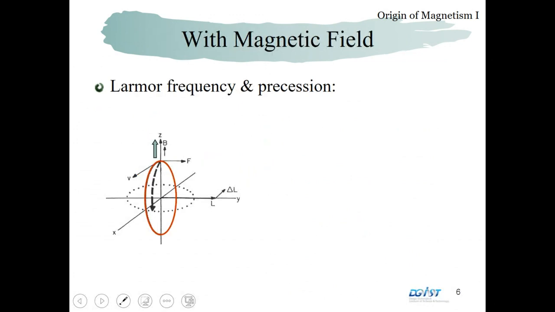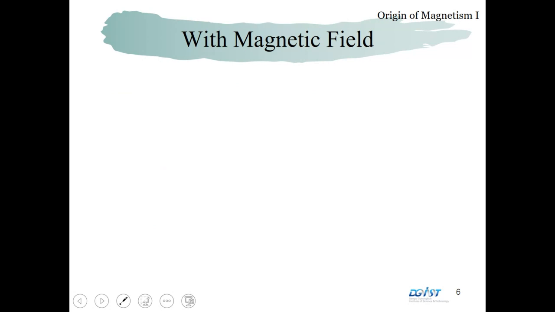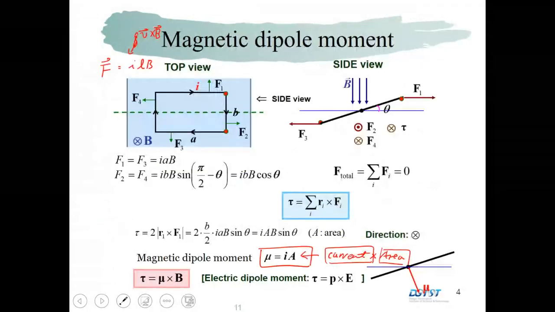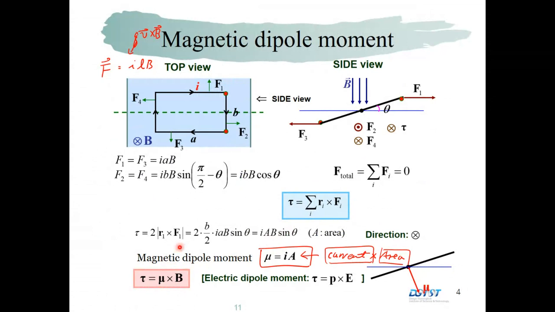And let's think about the motion of this angular momentum with the magnetic field. Let's go back to this one. So we determined the magnetic moment with the running current and the area. And the torque acting on this magnetic moment is what we call mu cross B, the torque. So let's go back to here. With the magnetic field, these two forces generate a certain amount of torque here. Sorry, this is the magnetic moment.